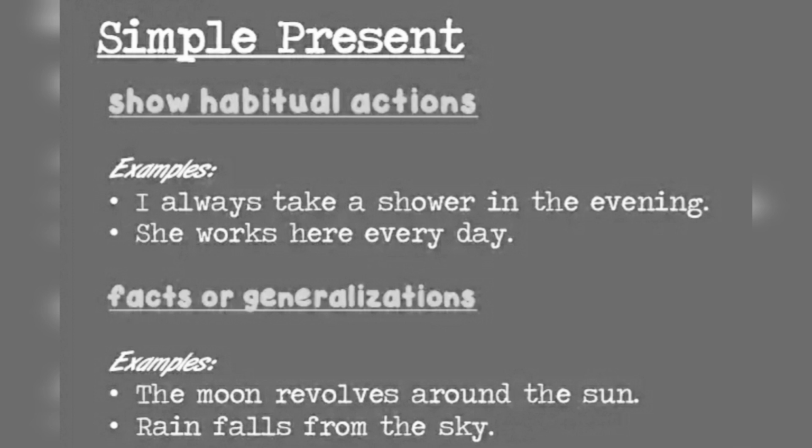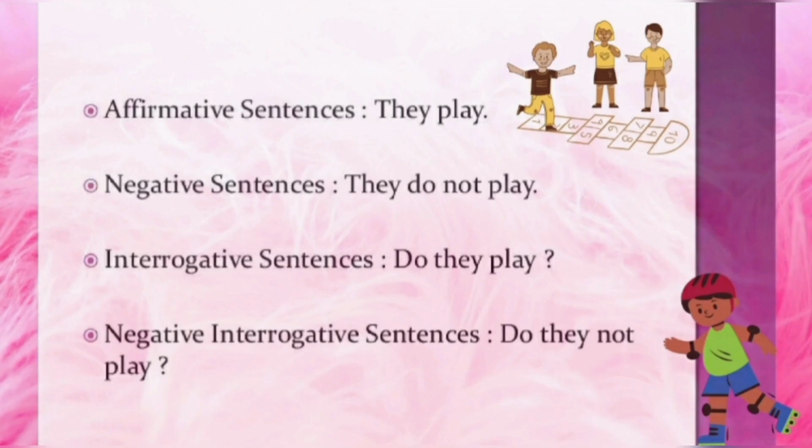The moon revolves around the sun. Rain falls from the sky. Let's have a look at the usage of simple present tense in different kinds of sentences.